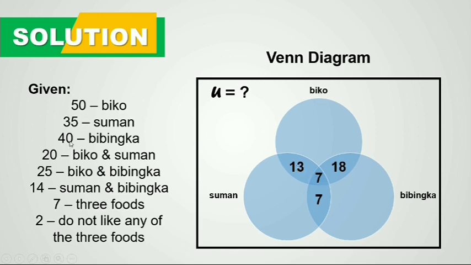And then 40 of them like 𝗏𝗏𝗃. So let's add these first. So 18 plus 7, that's 25. Plus 7, that's 32. So 40 minus 32, that's 8. So 8 na lang ang ilalagay natin dito.